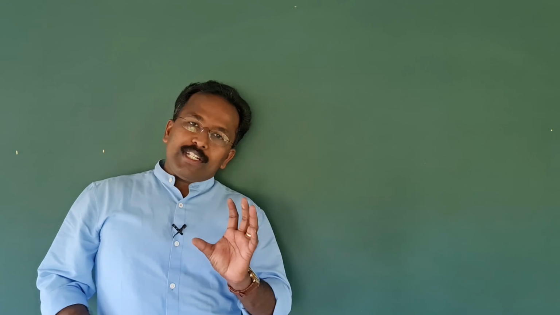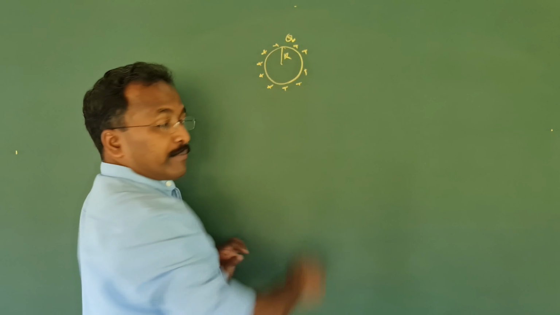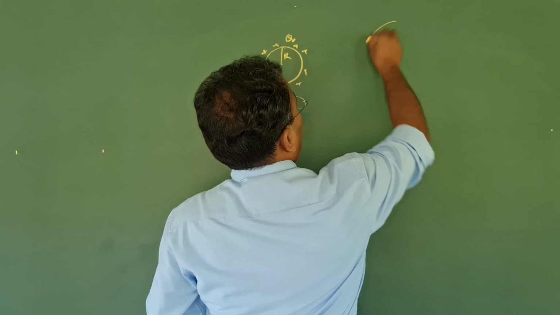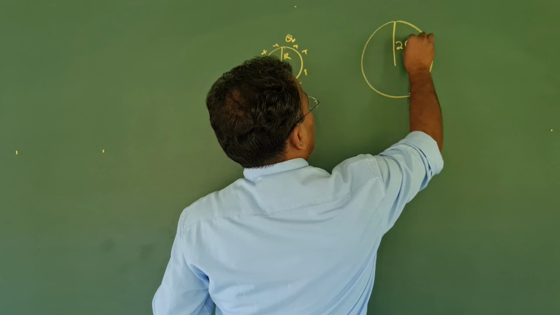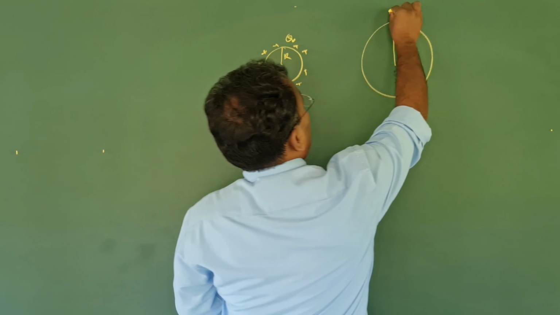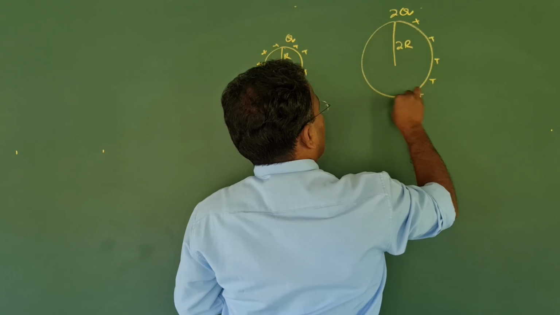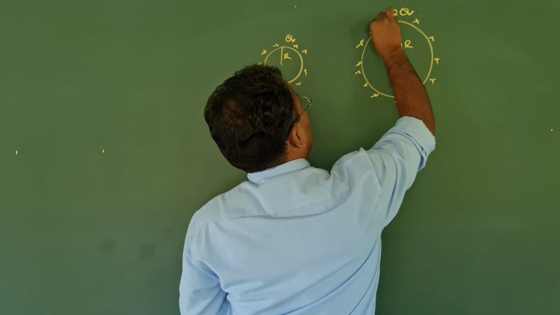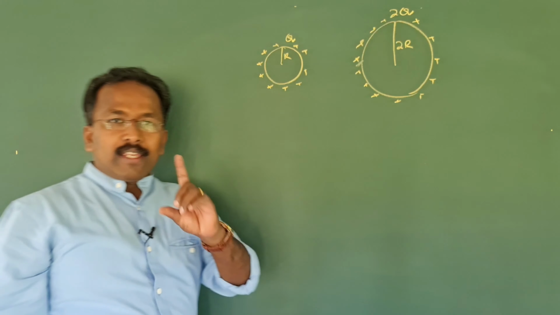Just imagine you have a shell here. Its radius is R. The charge on that is plus Q. And you have one more shell here. Let's imagine its radius is 2R. The charge on that is also 2Q. Again, as it is conducting, charge is uniformly distributed on the surface. Okay, like that. Now let's take a question.